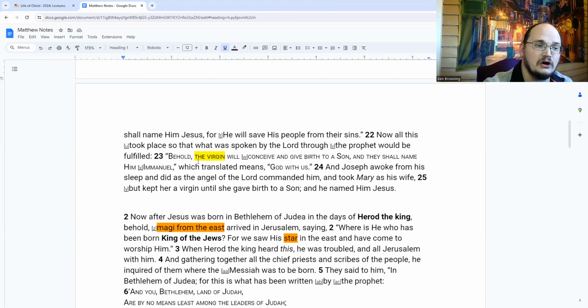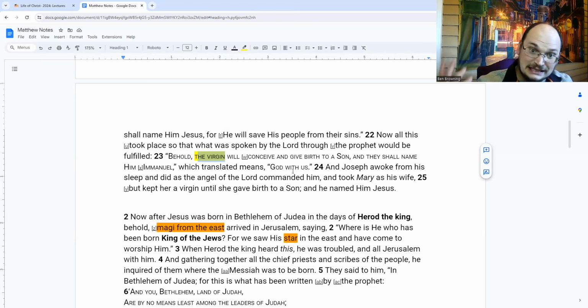So I want you to focus in on this particular prophecy, Behold, the virgin will conceive. Now, this actually goes back to Isaiah. This is an important passage in Isaiah. And here's the struggle. In Hebrew, the word here can mean virgin, but it also can just mean young woman. It can just mean young woman. It doesn't have to mean virgin.